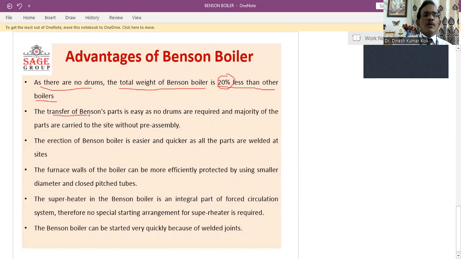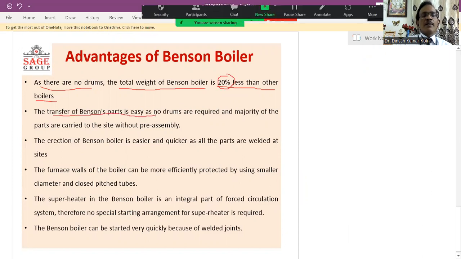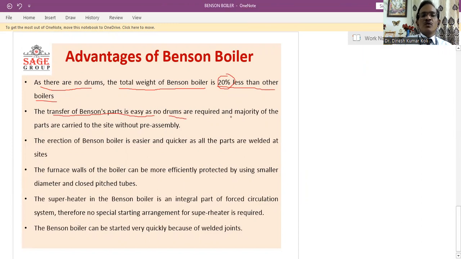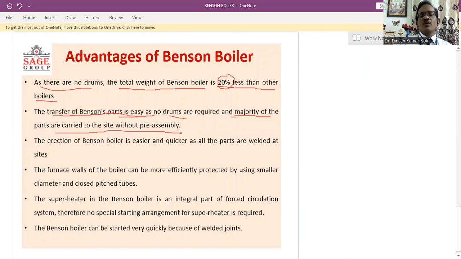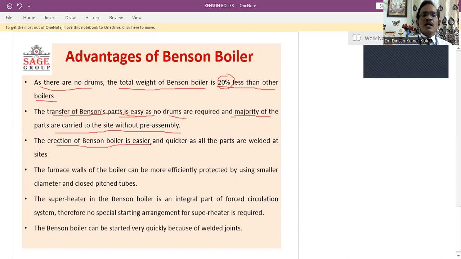Second, the transfer of Benson boiler parts is easy because the construction of the boiler drum is bulky. It is voluminous, because of which it requires assembly with the other components. But because there is no drum, carrying the parts is very easy, and the majority of the parts can be carried to the site without pre-assembly, where they are to be assembled very easily. The erection of the boiler is easier and quicker.